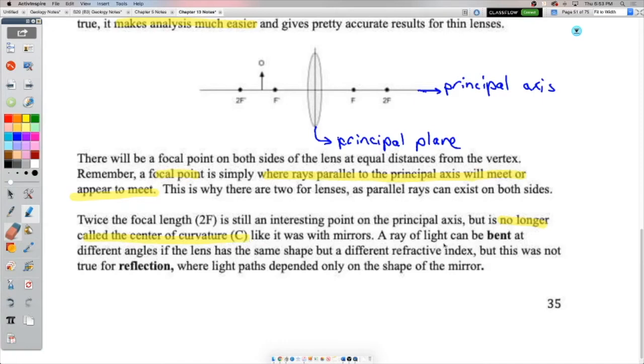So that's just what it's saying here. A ray of light can be bent at different angles if the lens has the exact same shape but a different refractive index. That wasn't true for reflection, okay? So all this to just say the focal point and twice the focal point are still interesting, but twice the focal point is no longer the center of curvature, because depending on the refractive index, this twice the focal length isn't necessarily the center of some sphere.